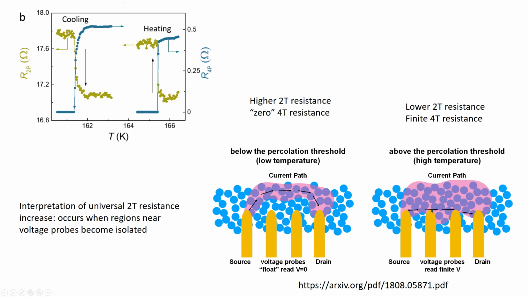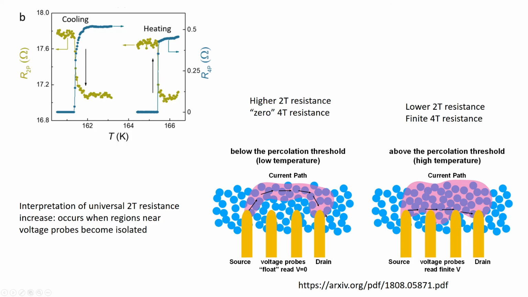So here you have all the bottom regions, current can flow from source to drain, as well as at the top. And here you have those top paths, but you don't have the bottom paths. So there should be less resistance, two-terminal resistance, in the right diagram compared to the left one.